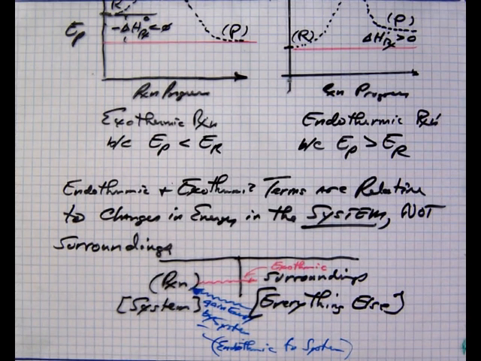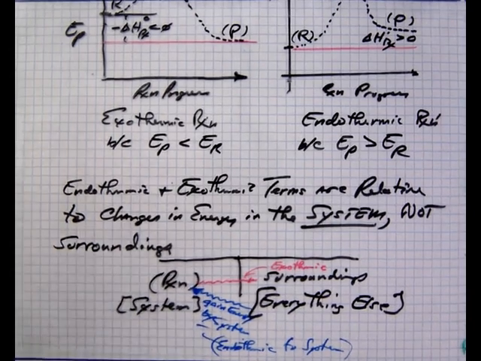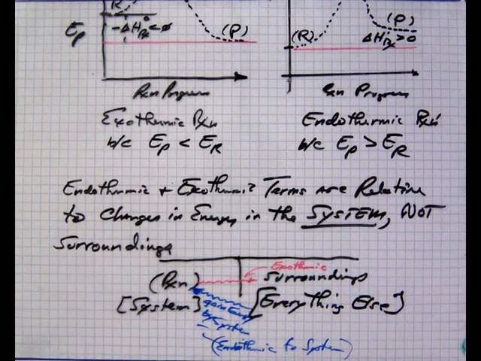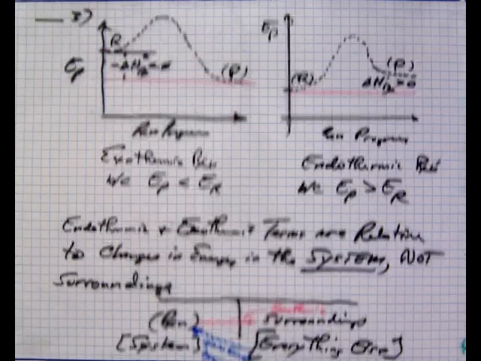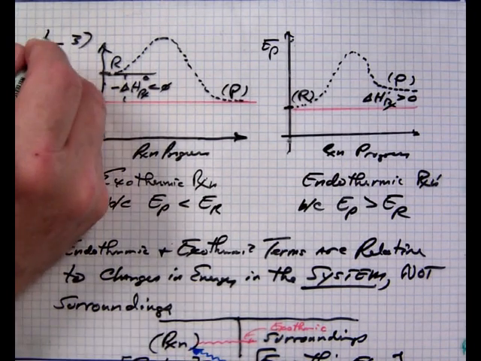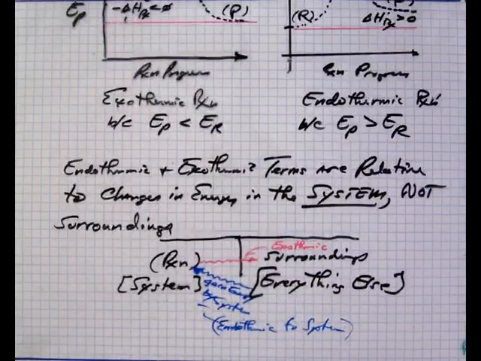Sometimes the graphs show an increase in temperature. Well, that's the surroundings increasing in temperature. And where did the temperature increase come from? The energy to increase temperature came from the system. And so you have to say the system is losing energy, exothermic. B choice.